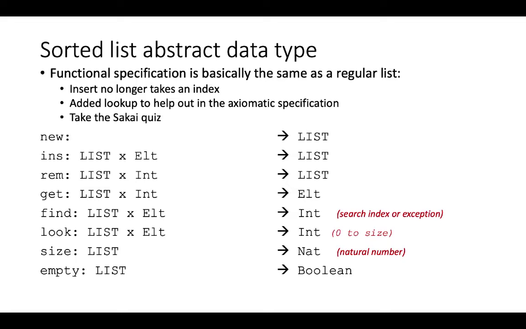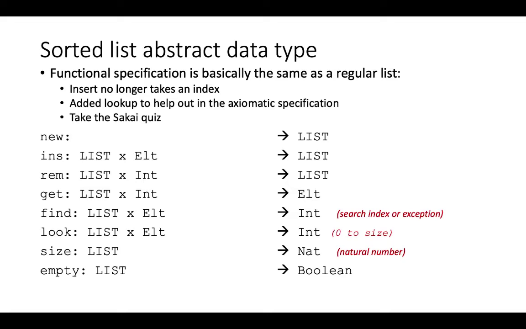So the value there is going to be anywhere from 0, it belongs at the beginning of the list, up to size, which means it belongs at the end of the list. And then size is obviously the same as listed before, and empty is the same as it was before, right? And so this is a very reasonable functional specification of a sorted list abstract data type.